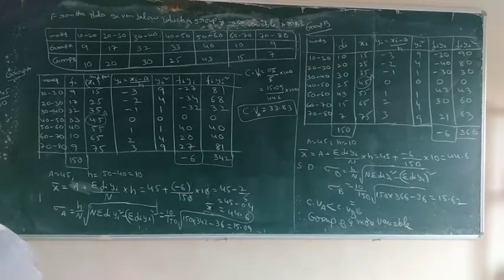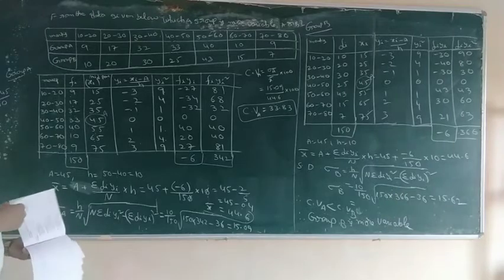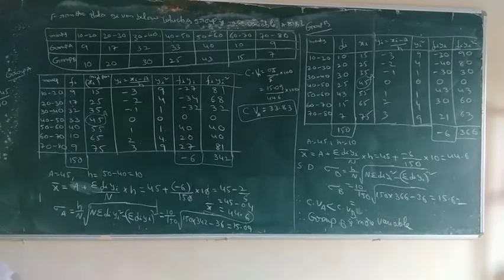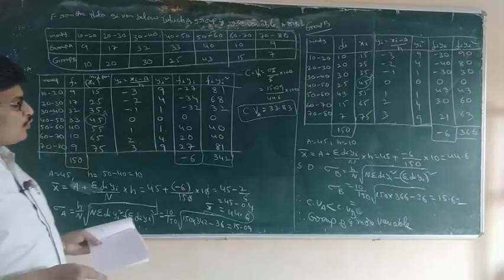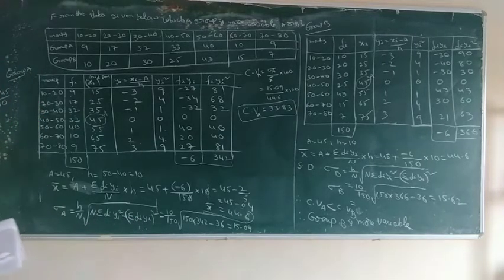More stable means more consistent, both are the same. So group B is more variable and group A is more stable, having the lower value. So group A is more stable.